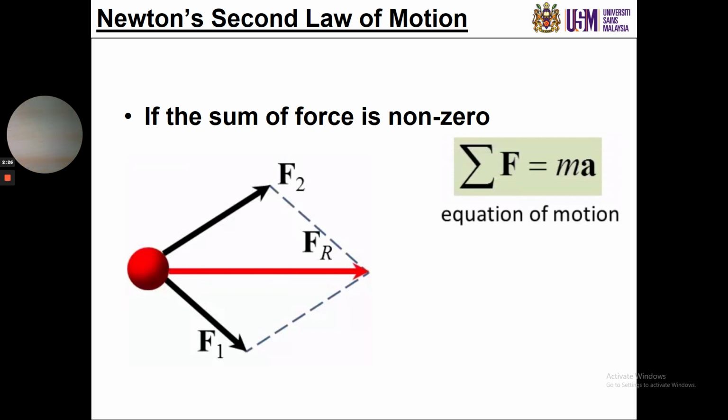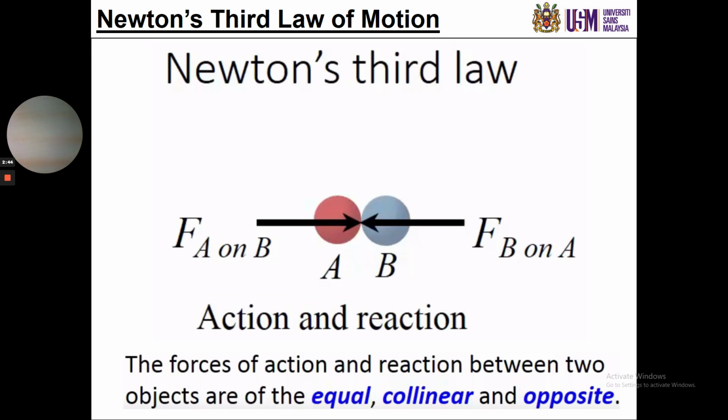there comes Newton's second law, which is sum of force equals m, the mass, times a, the acceleration. If you rearrange, acceleration equals sum of force divided by mass m. Newton's third law, on the other hand, is the force of action and reaction between two objects that are equal, collinear, and opposite. So if these two particles A and B collide, they both apply the same magnitude of force but in totally opposite directions.